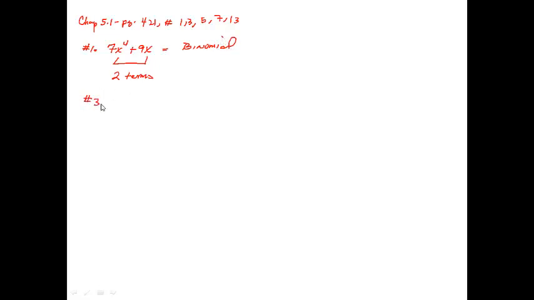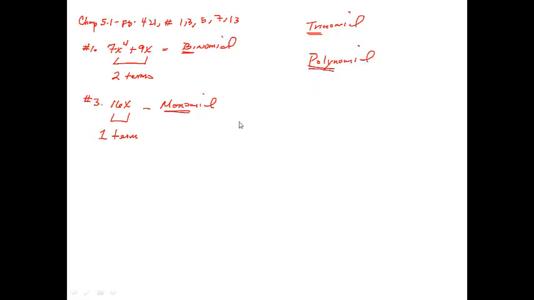Alright, number 3. It says 16x. Well, 16x has only 1 term, so this is a monomial. So remember, a monomial means mono, means 1, bi, 2. The other is a trinomial, which means 3, and then anything 4 or more is classified as a polynomial, which means many.